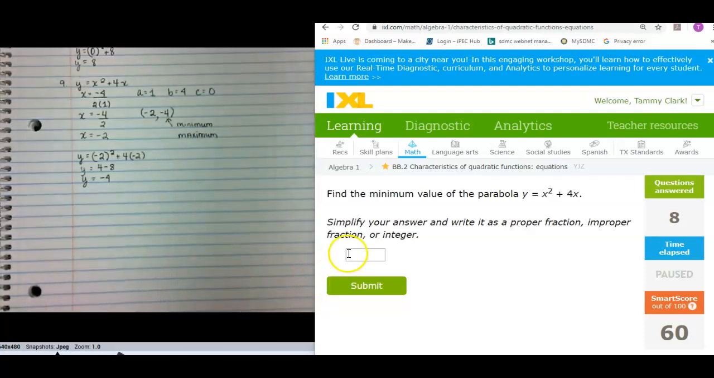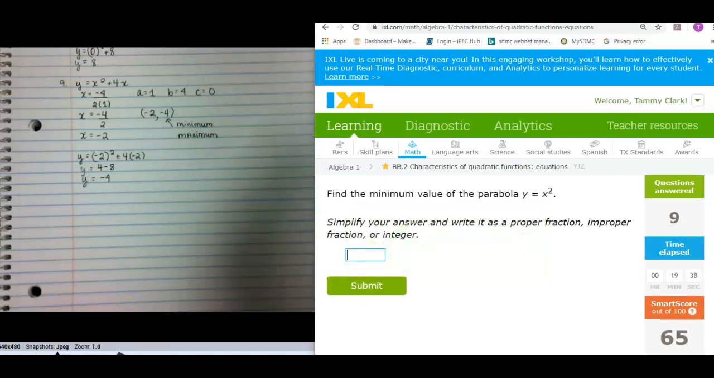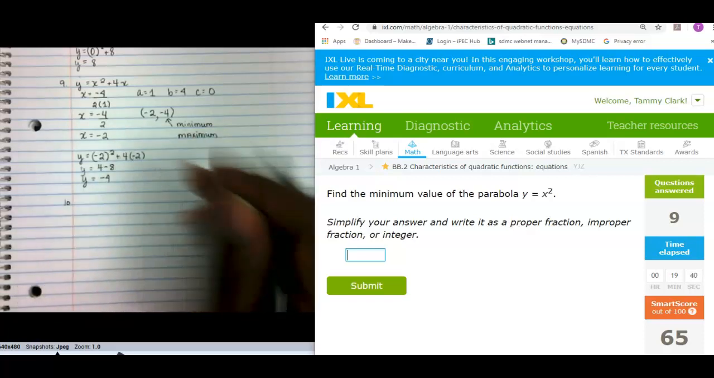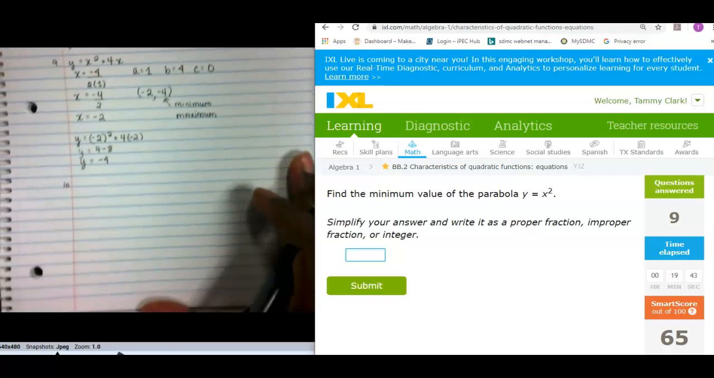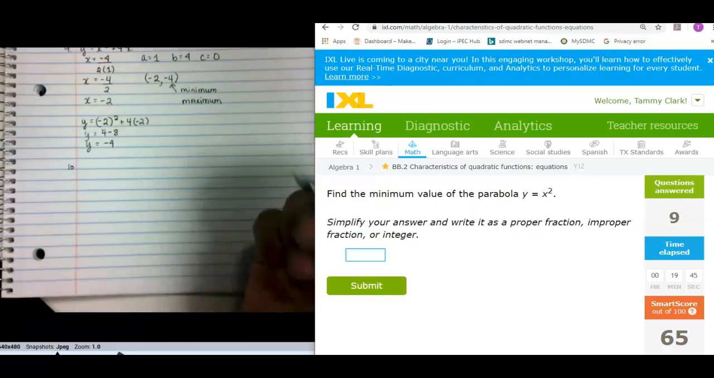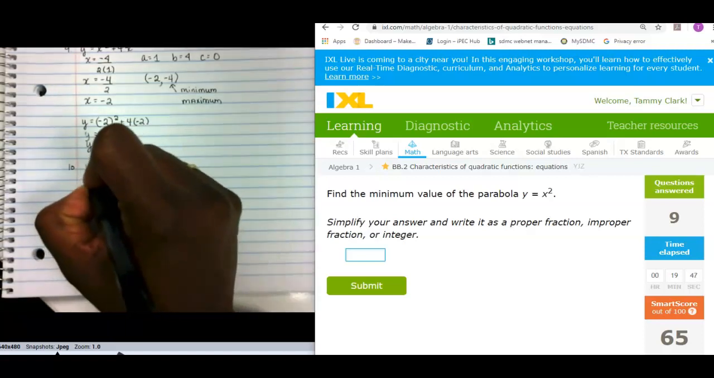So we're simply going to put -4. Let's look at the next one. This would be number 10. Find the minimum value of the parabola y is equal to x squared.